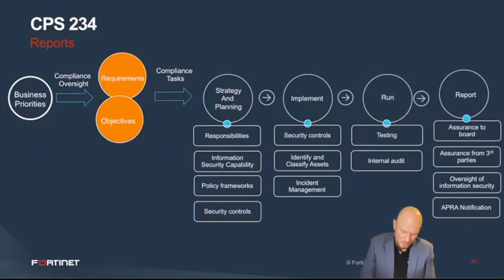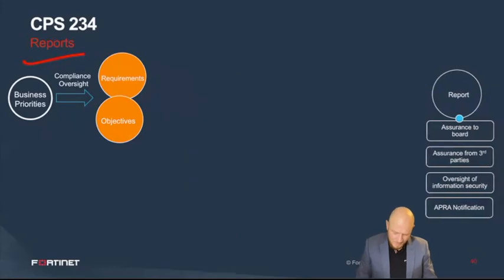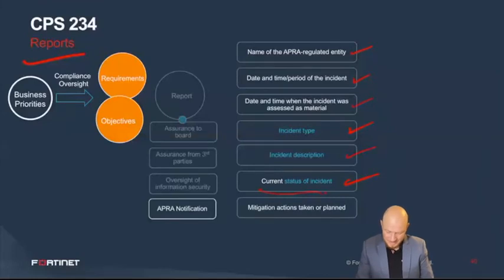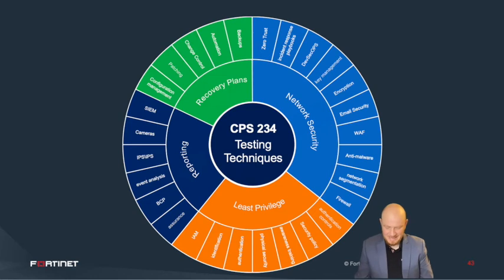Now the following component is all around reports. And I think what's quite important here is what they're looking for from an APRA notification. They're going to ask for things such as the name of the entity. They're going to look at things such as the date and time of the period of the incident, so when this was assessed. And important here is going to be the incident type, the incident description, and also the current status of the incident. They're also going to ask for information such as any mitigation that has been taken or any mitigation that is planned. So one of the other components is around the evidence of the testing techniques.